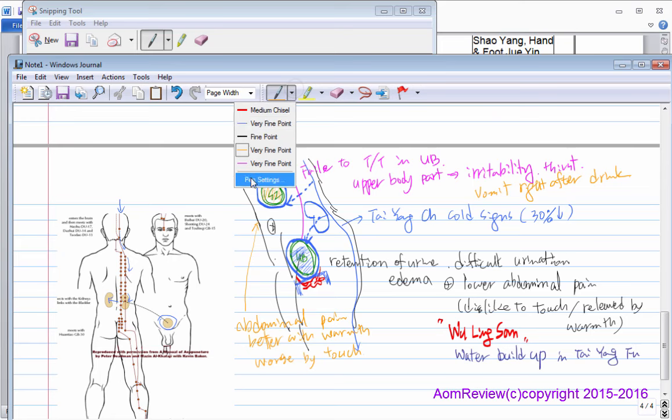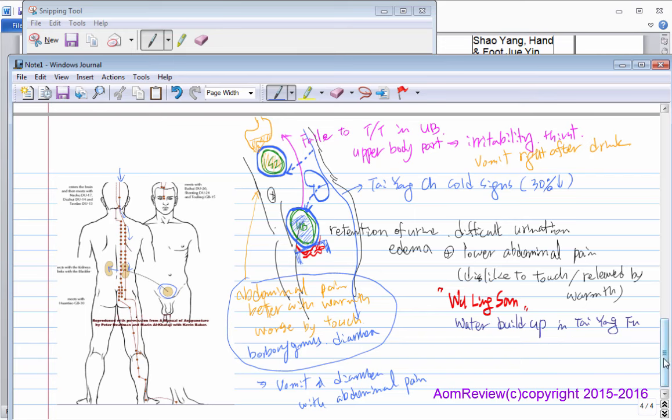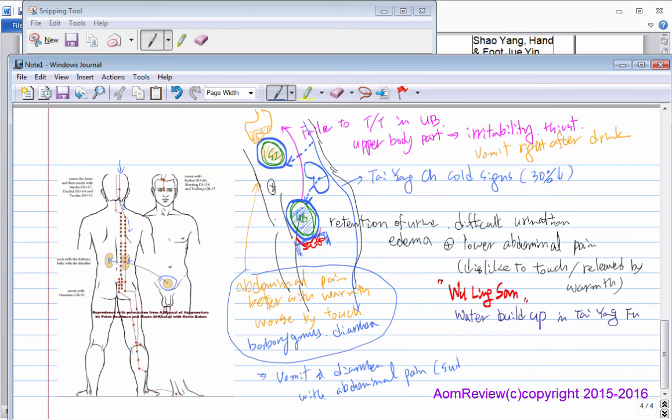And here's another sign. This coldness may block the small intestine's absorption function, so that's why there's vomitus, and it might also be because of diarrhea. Okay, so here's the whole summary of the small intestine function: vomit and diarrhea with abdominal pain, which is an acute condition. So this is all sudden vomit and diarrhea with abdominal pain.